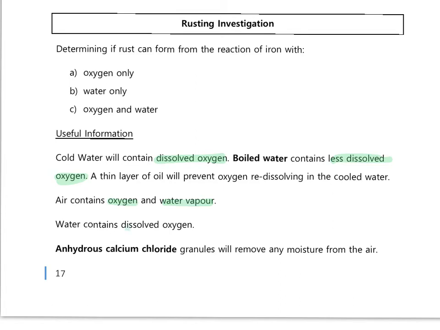Water contains dissolved oxygen, and we've already said that above. And then the last thing, anhydrous calcium chloride, is what we call a drying agent. Essentially what it does is remove any moisture from the air. So if we put anhydrous calcium chloride in a test tube, it will remove the moisture from the air in that test tube.